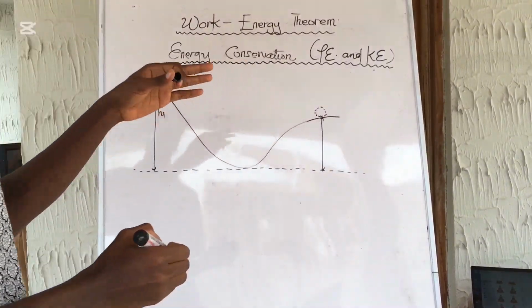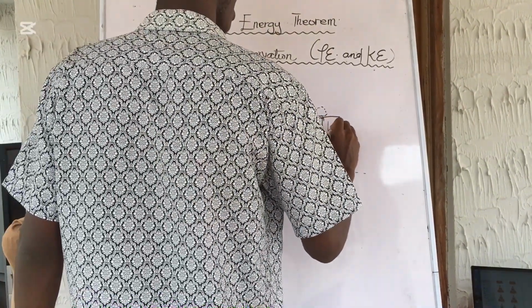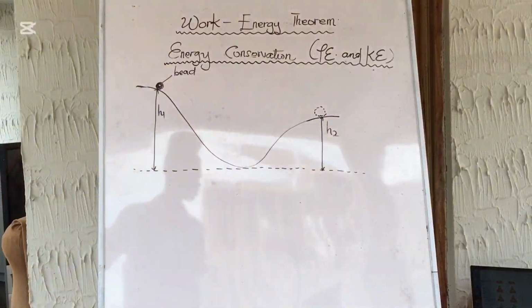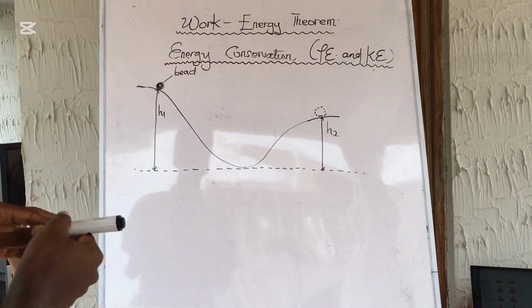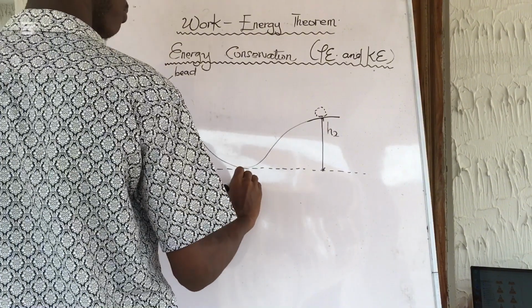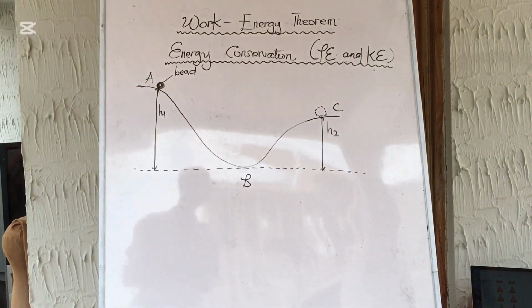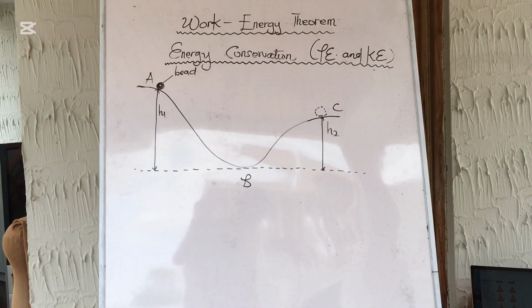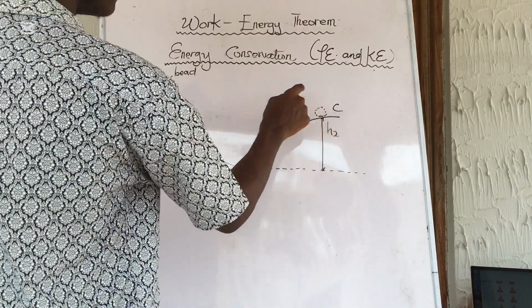And for sure, at this point, the bead is also having a height. So let's consider this height to be height 2. Now, with this scenario, we will be able to calculate the speed at point B. Let's consider these points to be point A, point B, and point C. At point A, the bead is having a particular speed that enables the bead to roll down from this side all the way to point C.